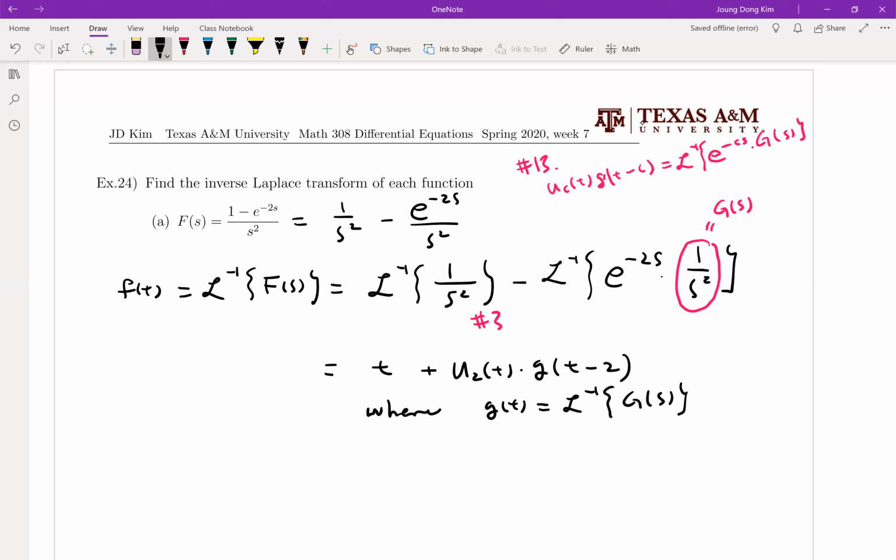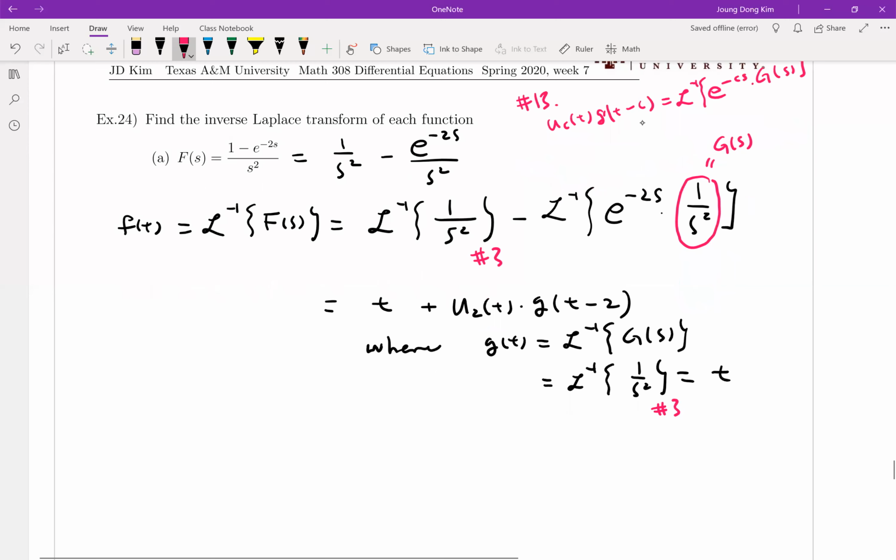And my G of s is given here, 1 over s squared, right? Which is equal to inverse Laplace transform of 1 over s squared, which is equal to t. I'm talking about number 3 as well, okay? Does it make sense? Then we're going to plug this back into here, but keep in mind, not g of t, but it must be g of t minus 2, okay? So it is equal to t minus u2(t) times g of t minus 2, which is t minus 2. That's it, okay? I plug in t minus 2 into my g of t, okay? That is the way to find inverse Laplace transform.